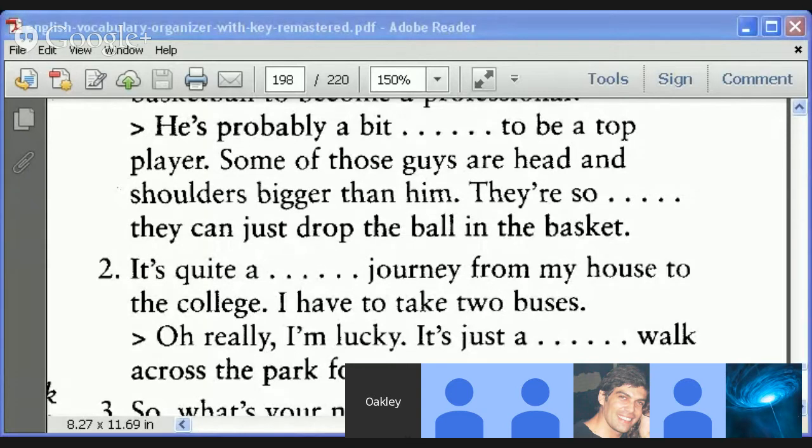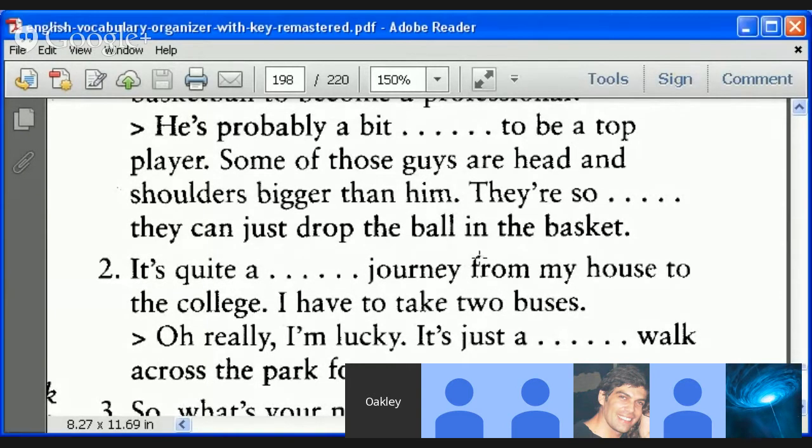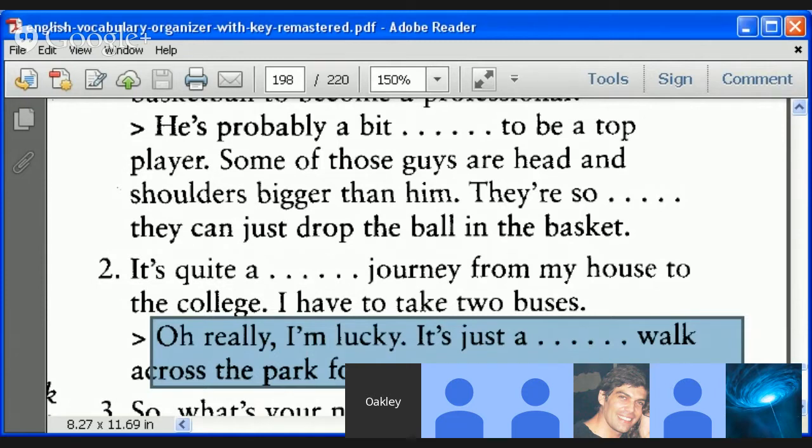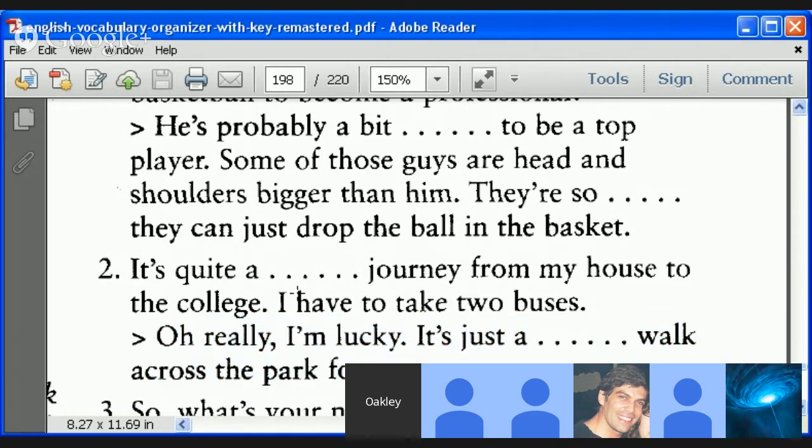What do you think? And then you can look at the second part if that helps too. Maybe it's just a something walk across the park for me. Natalia? Just a maybe long walk across the park for me. Short. Yeah, well, short and long.